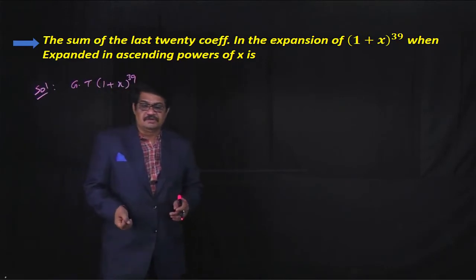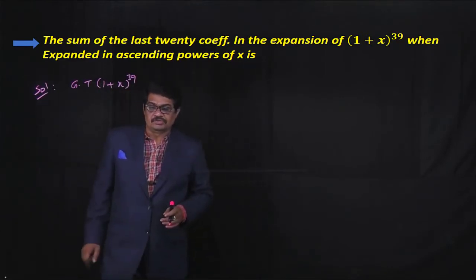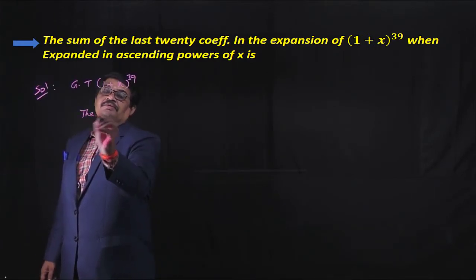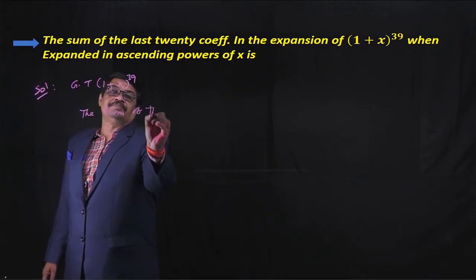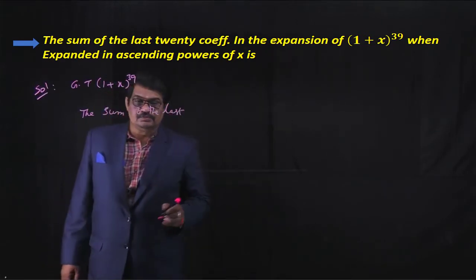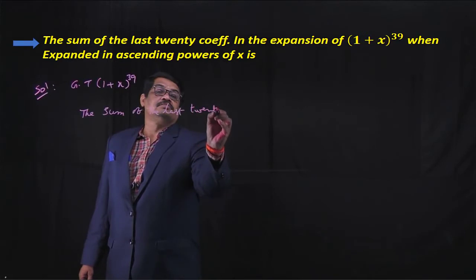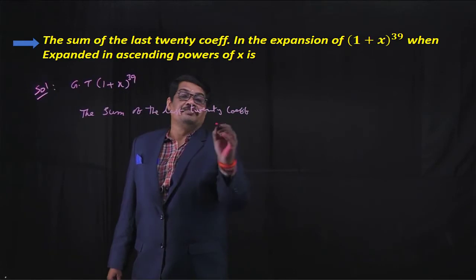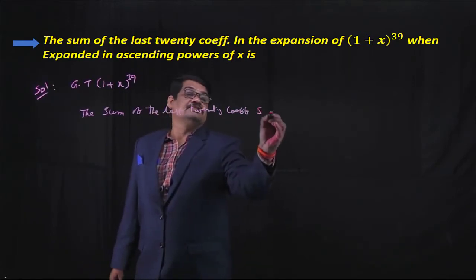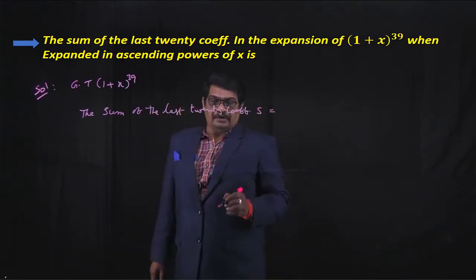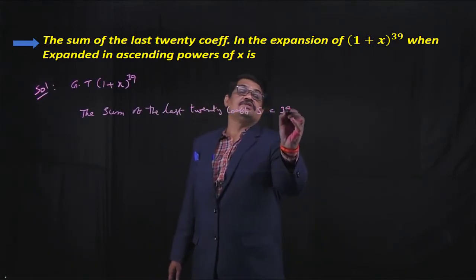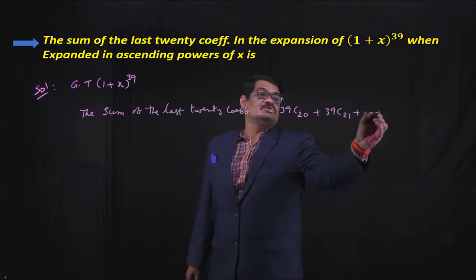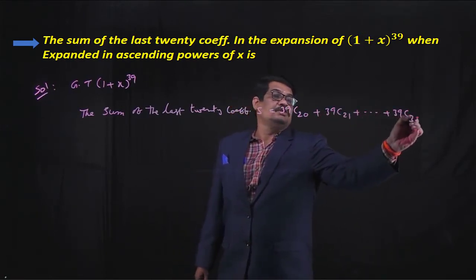In that expansion, the sum of the last 20 coefficients, let it be S, is equal to, what are the last 20 coefficients? That is 39C20, 39C21 and so on, up to 39C39.